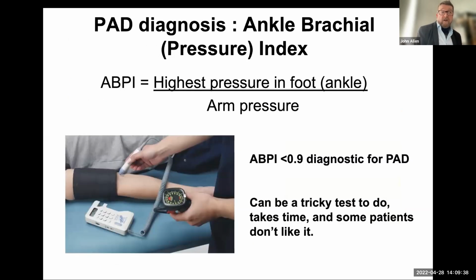One recommended technique is the ankle brachial pressure index, or ABPI, which involves taking pressure measurements from both legs and both arms one at a time, and measuring the ratio between the two. If the pressure in the feet is less than 90% of that in the arms, that's diagnostic for PAD. However, the ABPI can be a tricky test to do, and it takes time and skill. Some patients don't like it; they don't like the cuff part.